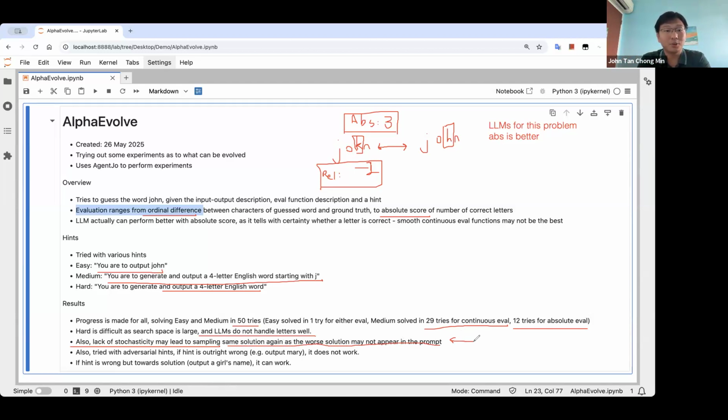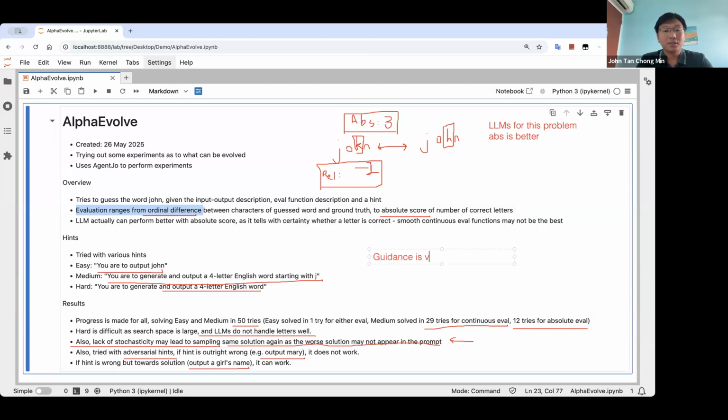Another interesting experiment I did was I used adversarial hints. I give human guidance that is wrong and see whether it can affect the evolution. If I ask it to output Mary, it doesn't get the answer at all because it's too constrained by the guidance. But if I say output a girl's name, eventually it starts with Jane and goes to Joan, and eventually says John is a guy's name, but sometimes can be used for girls. So it gets the right answer. If the hint is wrong, but generally correct, you can still get the right answer.